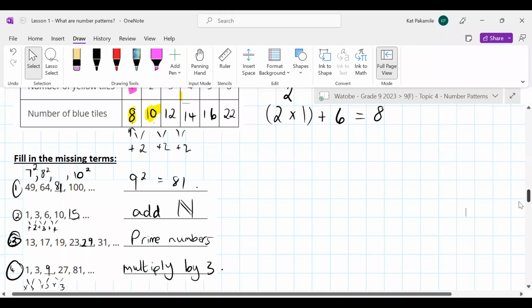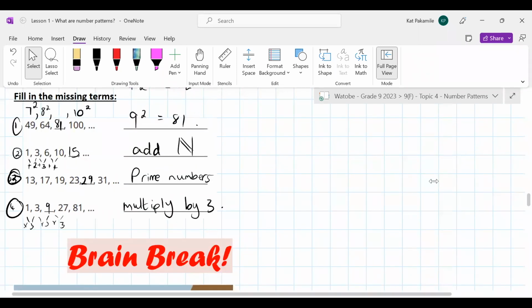Okay, let's have a brain break. I am going to give you guys a bunch of tongue twisters and you need to say them as fast as possible, but I need you to first raise your hand before I show you the tongue twister. So who wants to play with me? I need, I think, 4 people.